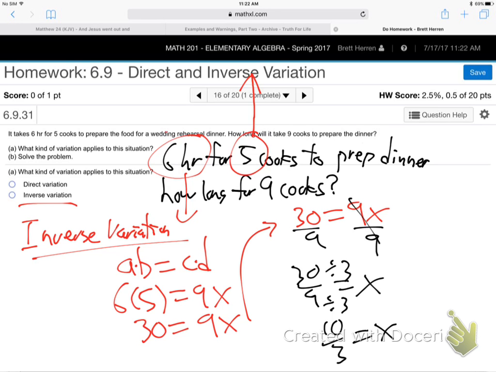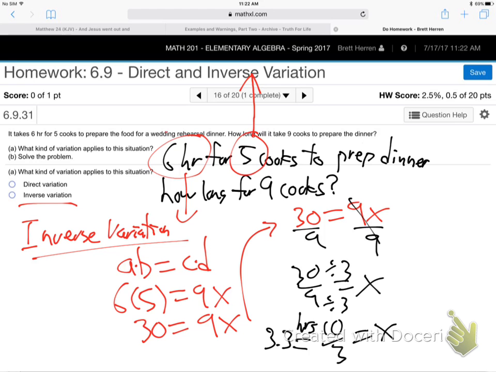There we go. Does that answer fit real life? It's 3.3 hours. So if it takes 6 hours for 5 cooks, you have almost double the number of cooks. It should almost halve the time. Yeah, half of 6 would be 3. It's just a little more than 3 hours. That's right, isn't it? That's real.